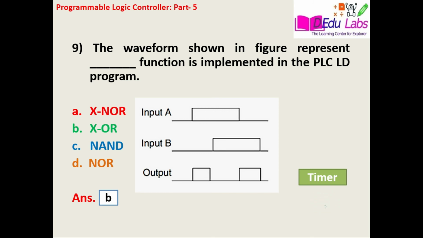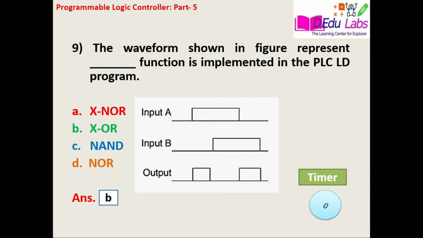As shown in the figure, the waveforms of input A, input B, and the output are given. See, in this figure, when input A is low and input B is low, at that time output is low. When input A is high and input B is low, output is high. Similarly, input A is high, input B is high, output is low. And last, input A is low, input B is high, and output is high.